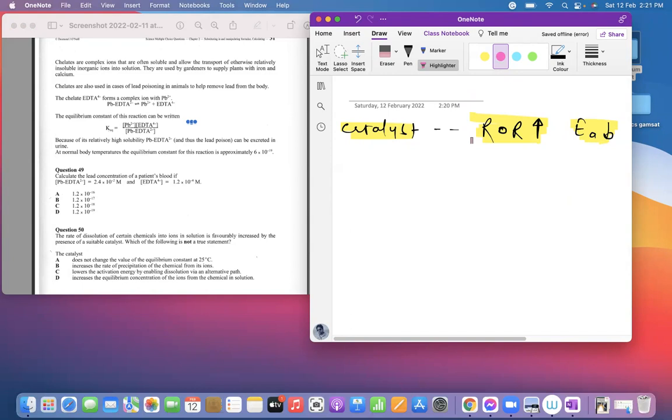Increase the equilibrium concentration of the ions from the chemical in solution. So D is the wrong statement, because a catalyst will not change the equilibrium concentration. Yes, D is the answer, which is not true. Any doubt about this question? Please tell me. Okay, now we can move to another question.